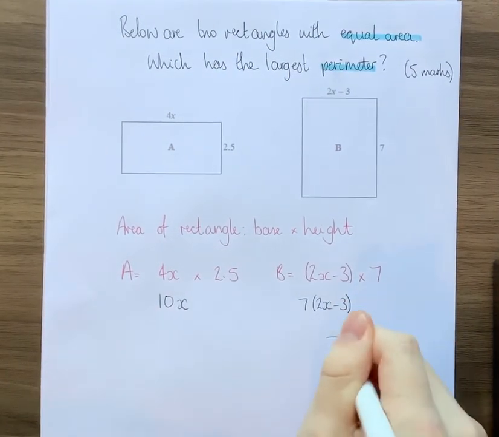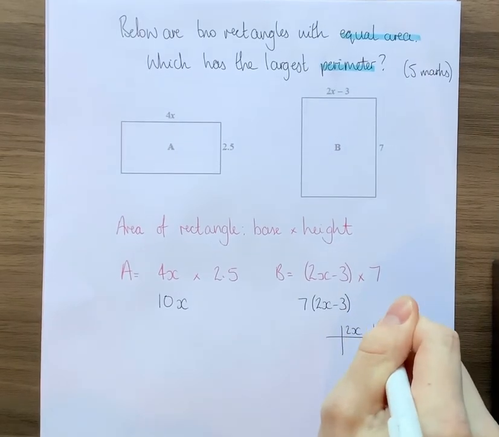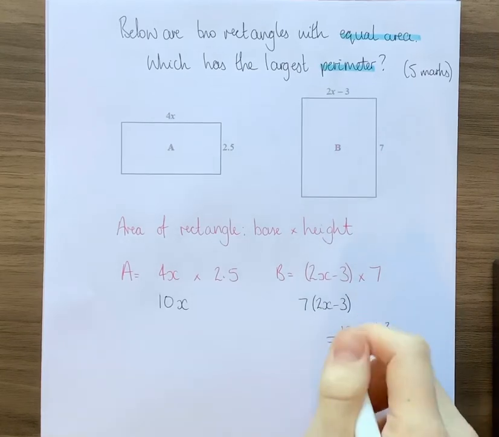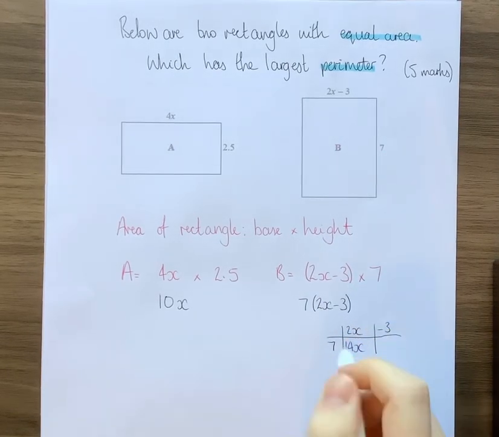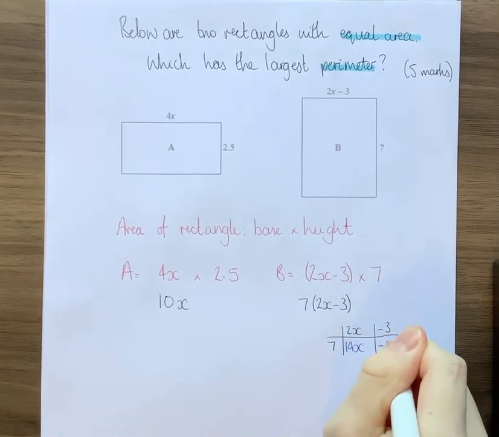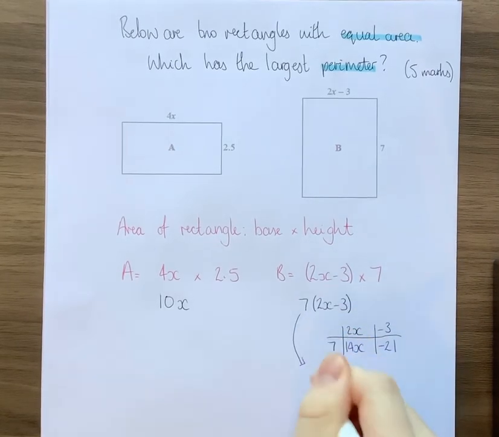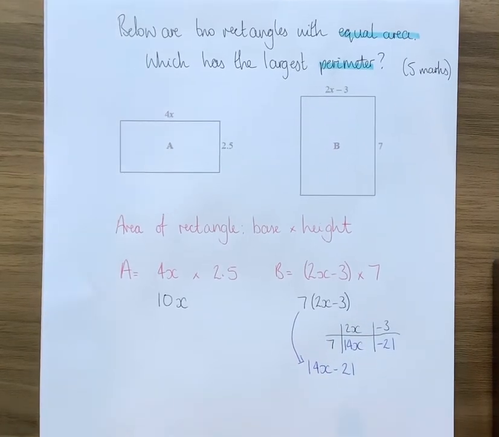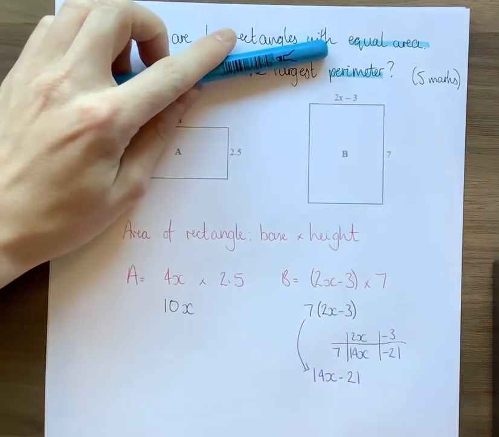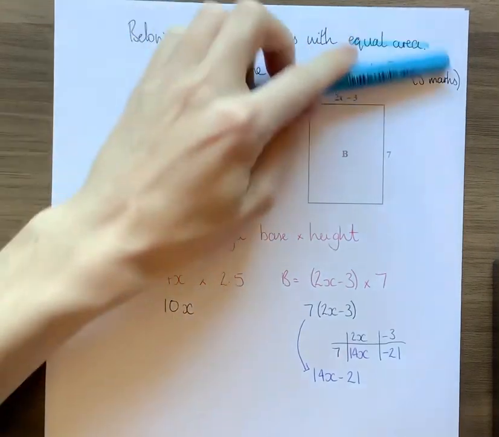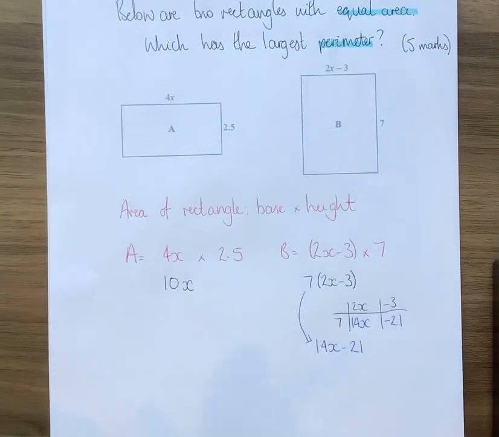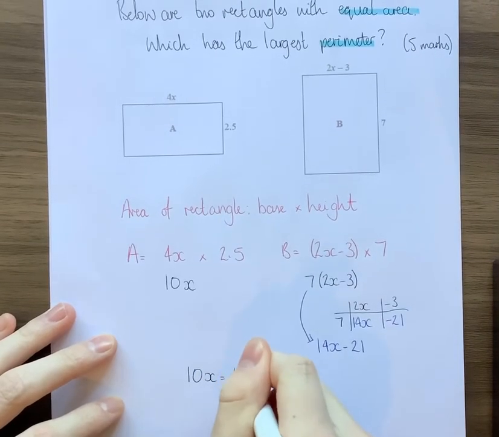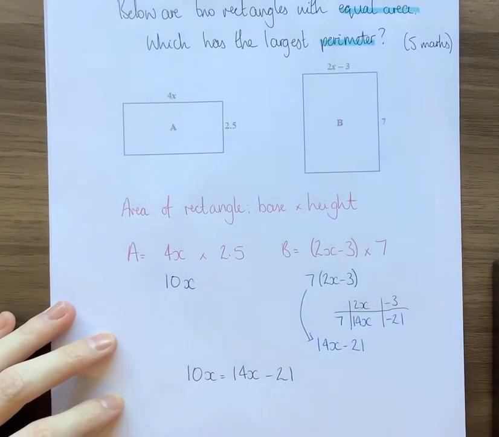So I could write it out in the grid. 2x minus 3, all multiplied by 7. So I've got 7 times 2x, which is 14x. 7 times minus 3, which is minus 21. So when I expand that, I've got 14x minus 21. Now, back at the question, we highlighted the fact that those areas are equal. So I can now form an equation. I know that 10x is equal to 14x minus 21.